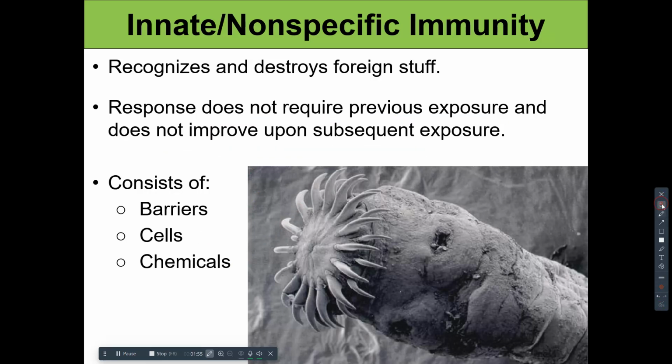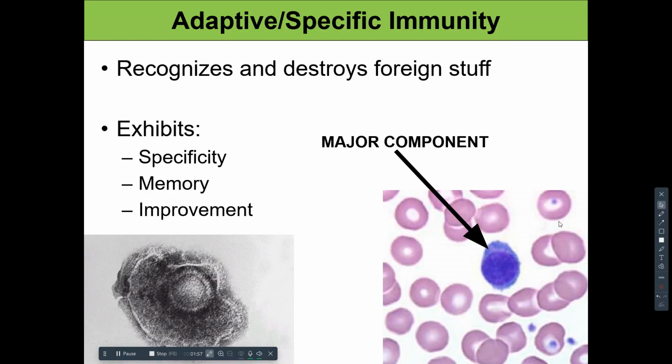Now the specific or adaptive system, on the other hand, not only recognizes and destroys foreign things, but it exhibits specificity. What that means is that the response is tailored to the invading organism. The major cell of adaptive immunity is this guy right here, which you remember is a lymphocyte. And this lymphocyte will not respond to any random pathogen, but to a specific particular one, and the response will be specific to that particular pathogen.